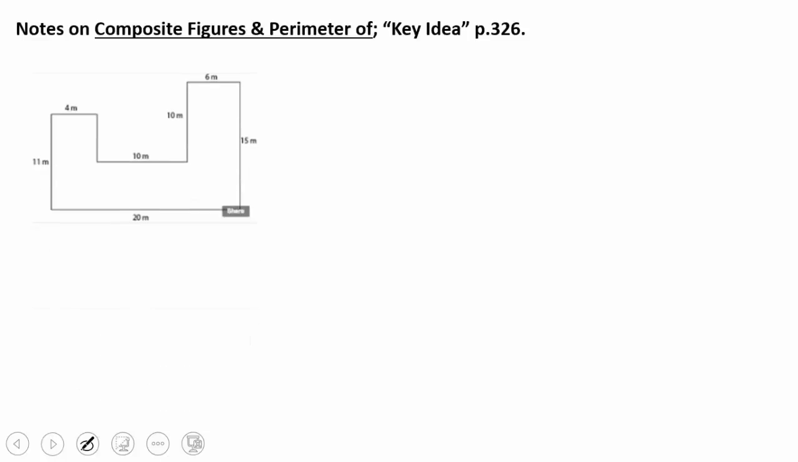All right, so let's real talk. Here's a composite figure. How do I know it's a composite figure? Because I can divide it up. I can divide it there. I can divide it there. I have 1, 2, 3 rectangles. I can certainly divide it in other ways.